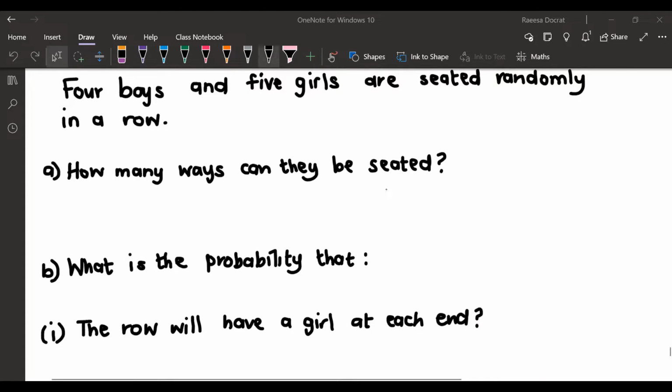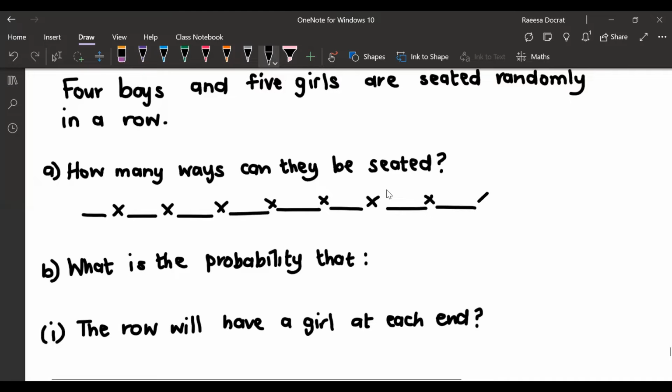So assuming that all boys and girls are being treated as unique objects, we should be arranging 9 people. So 1, 2, 3, 4, 5, 6, 7, 8, 9. So we're using the fundamental counting principle, which is why we've got the multiplication and then the 9 events. So now let us fill in the numbers.